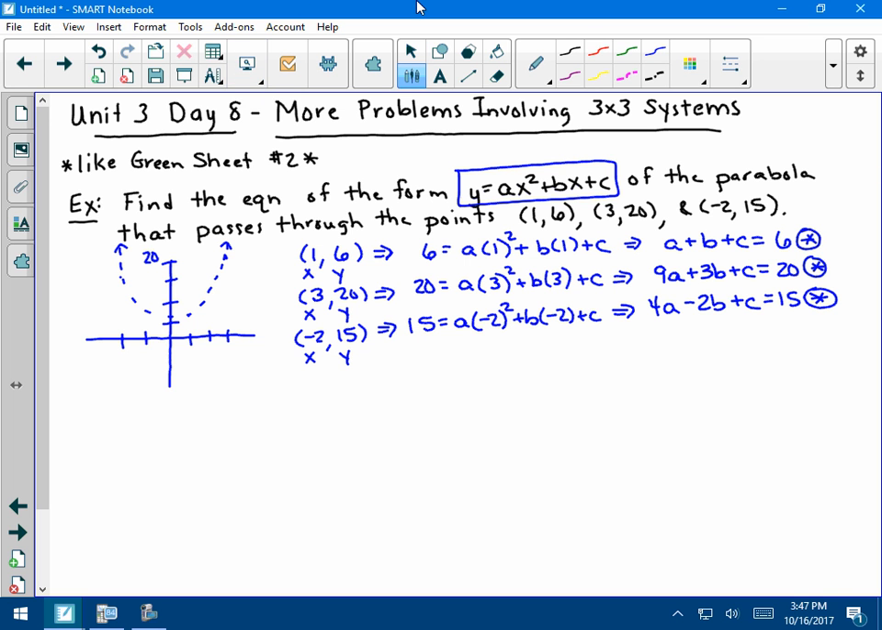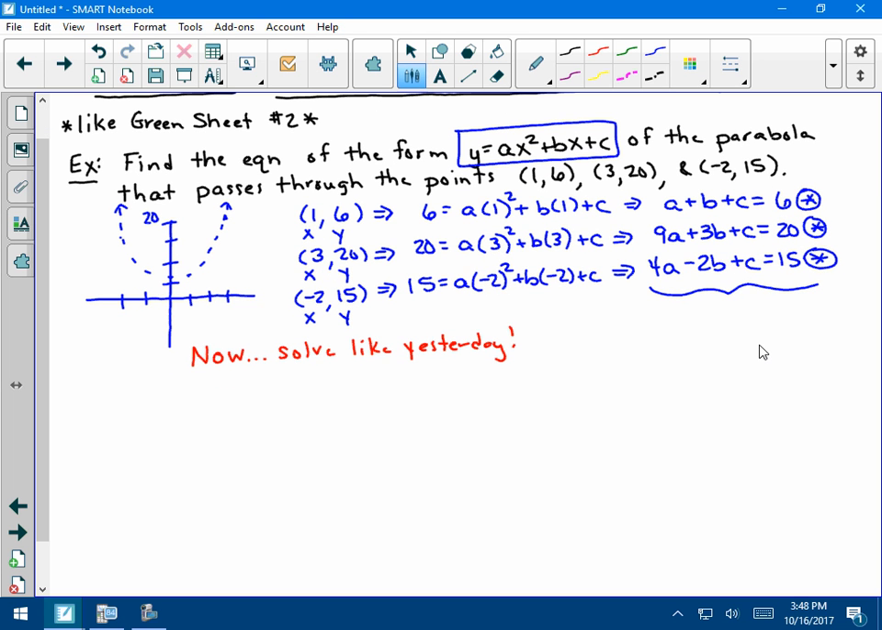And all of a sudden, you should see I've got 3 equations, 3 unknowns. So how am I going to figure out what a, b, and c are? Using a 3x3 system. So now, solve like yesterday. I'm going to have to take two of these equations and eliminate one variable. Again, it doesn't necessarily matter which two I take. Let's just take the top two.